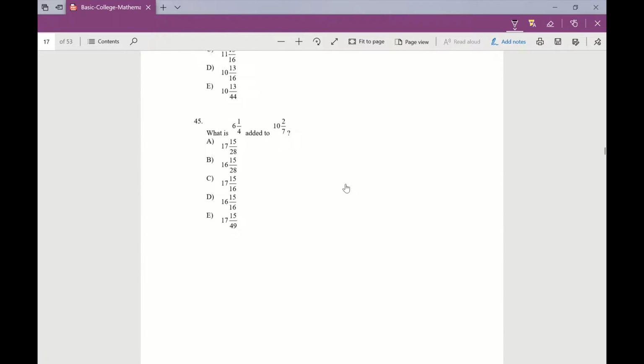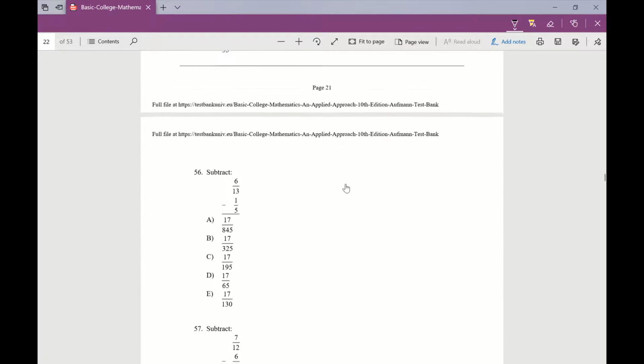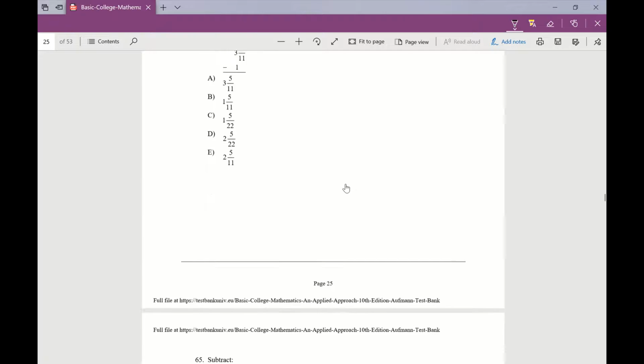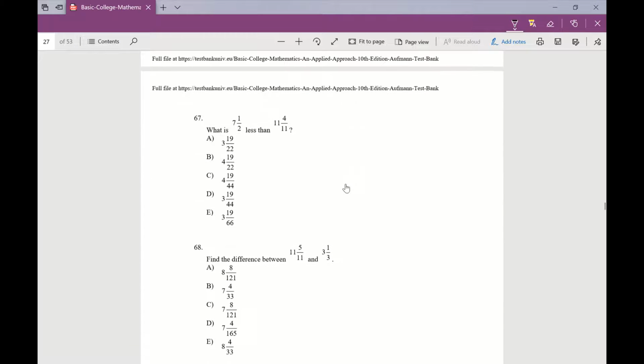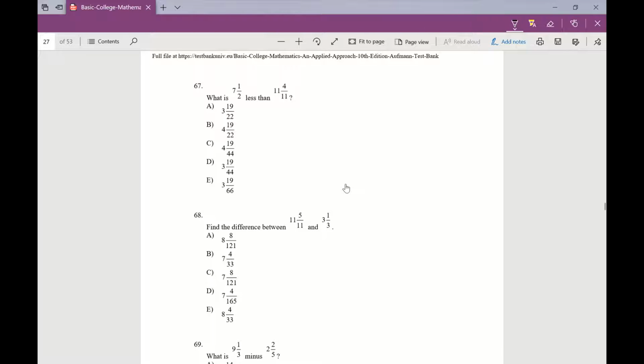Okay, keep scrolling down. Let's look at question number 67. Questions like that: what is 7 and 1/2 less than 11 and 4 over 11? Let's just translate this statement into 11 and 4 over 11 minus 7 and 1/2.